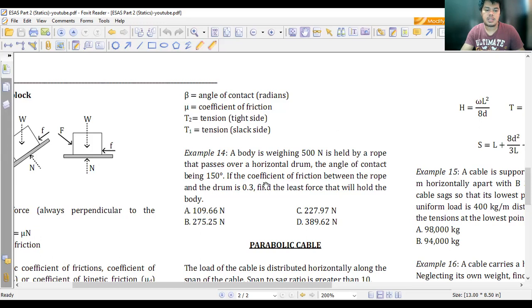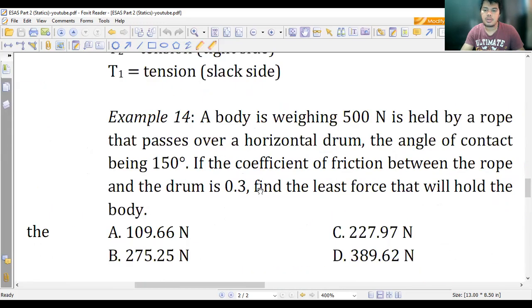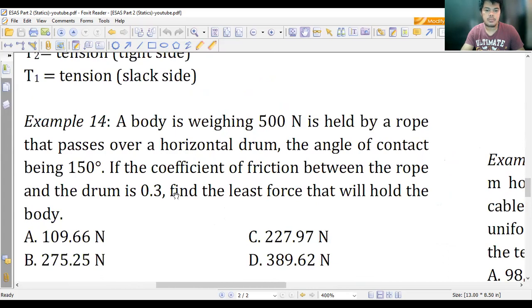So we'll try to illustrate the concept of belt friction in problem number 14. Okay. For problem number 14, we have here a body weighing 500 Newton being held by a rope that passes over a horizontal drum. The angle of contact is 150 degrees. If the coefficient of friction between the rope and the drum is 0.3, find the least force, meaning T1, the slack side, that will hold the body.